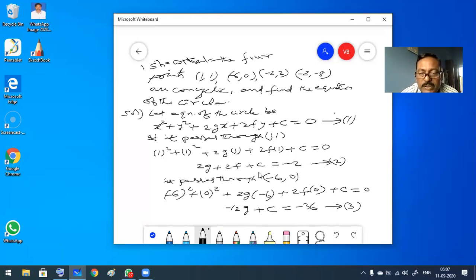2g plus 2f plus c is equal to minus 2, this is equation 2. Minus 12g plus c is equal to minus 36, this is equation 3.